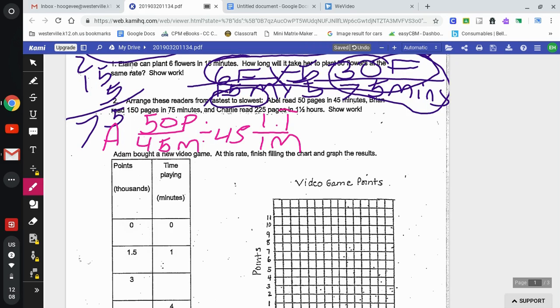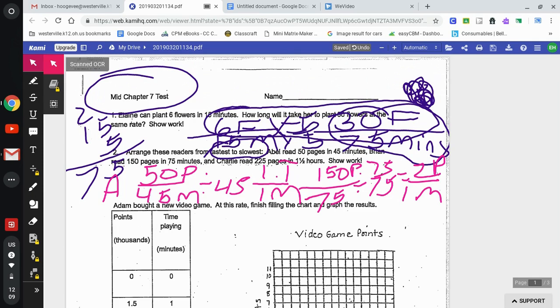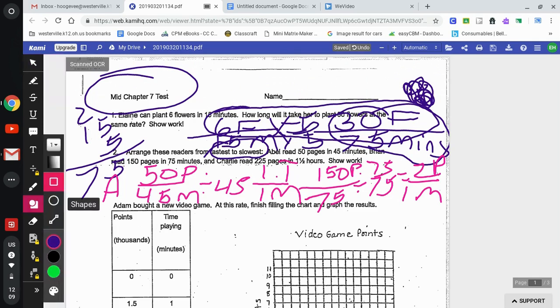Now Brian, he does 150 pages in 75 minutes. So we're setting all these up the same. So I'm going to divide each one by 75 here. So I got 75. What I do on the bottom, I do on the top. And I know 75 goes into 150 2 times. So this Brian reads 2 pages every 1 minute. I know there's not a lot of room on this. So if you went up to the top of your paper, which I'm going to do, the more work I like.